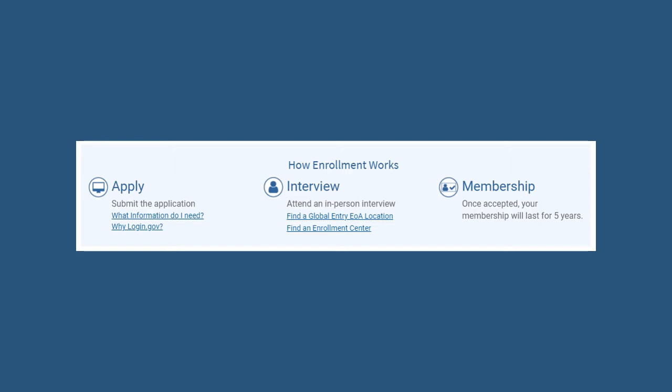Once your application is conditionally approved, we move on to the second step, which is the interview process. The interview process can be done in two ways. One, you can book an appointment online and go to the enrollment center on the designated date with your ID and give an interview. The second way is, whenever you're coming to the US from an international location, you can complete your enrollment at the Global Entry kiosk then.